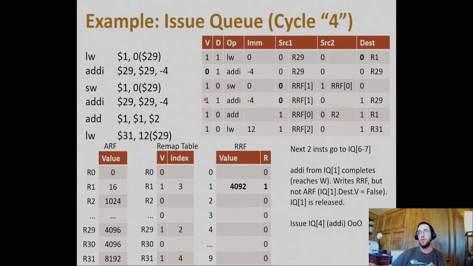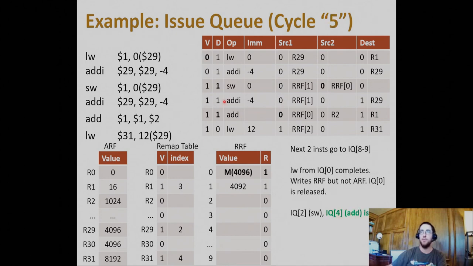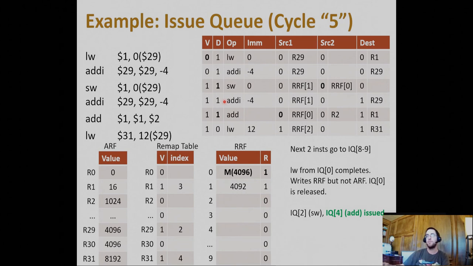We can issue the fourth element, this add I, because RRF1 is now ready, and so it's no longer pending. So its operands are not pending, so it can go out of order, just like before it could go out of order.